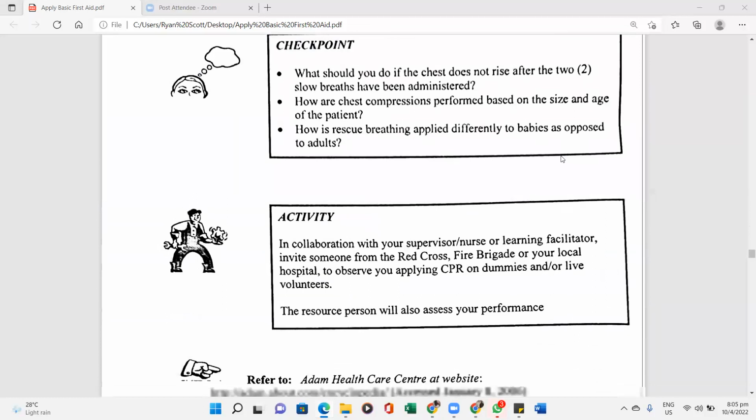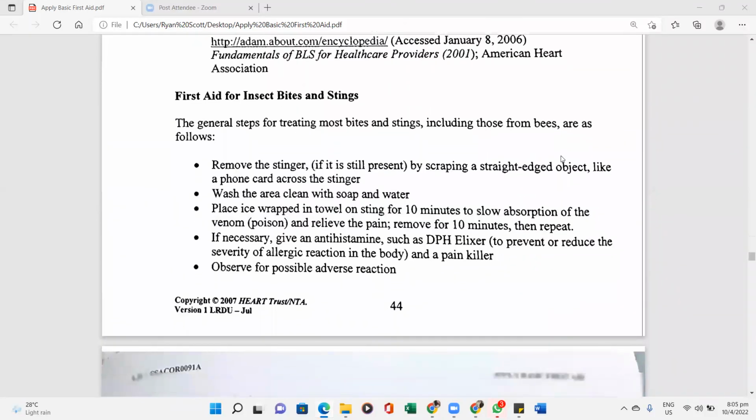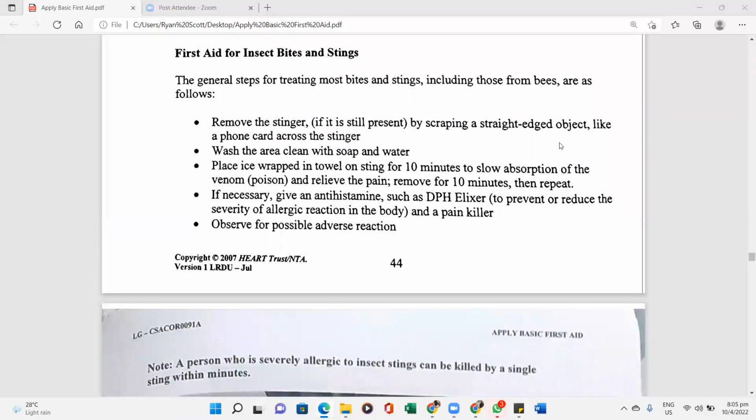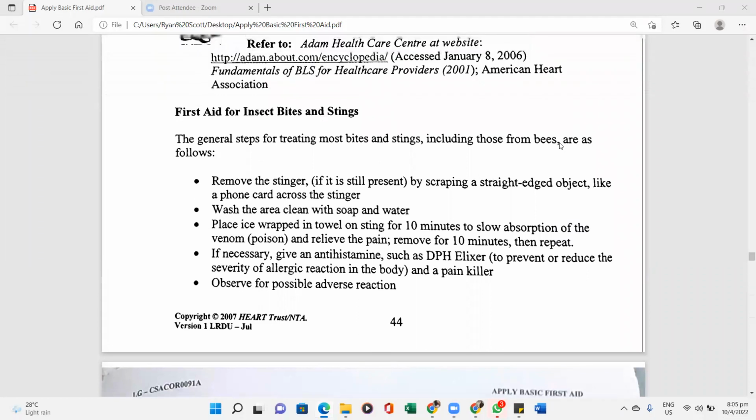Scroll down. So first aid for insect bites and stings. Scroll up a little. Scroll up.